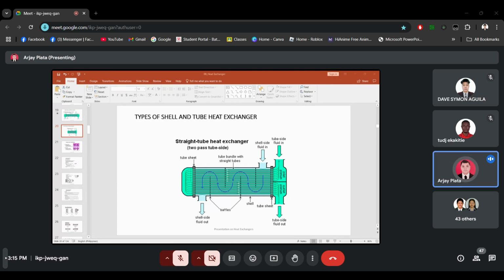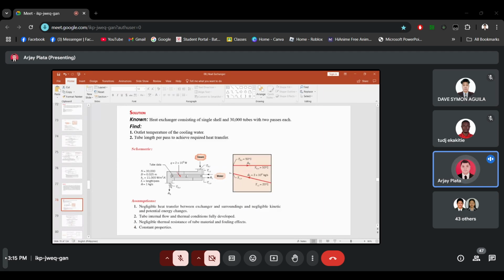So that's a two pass heat exchanger. Going back to the problem, yeah, this one. It's 30,000 tubes with two pass each. The outlet temperature of the cooling water is missing. Also, the tube length per pass to achieve the required heat transfer. Okay, so we can now provide a schematic.